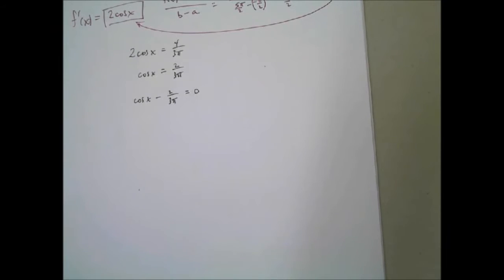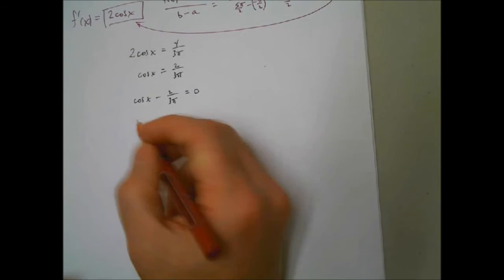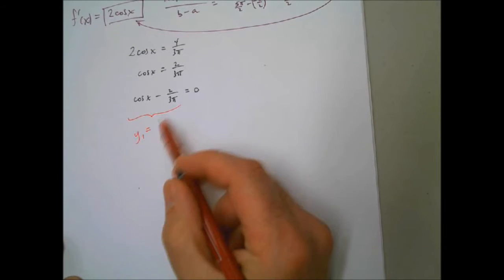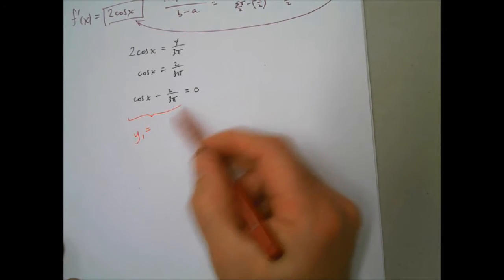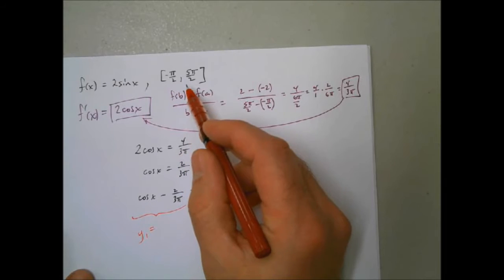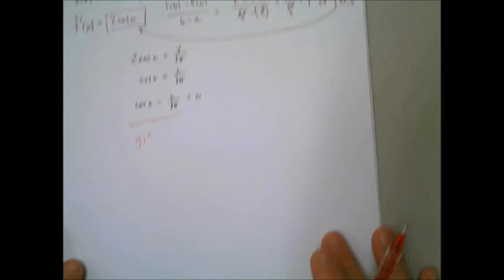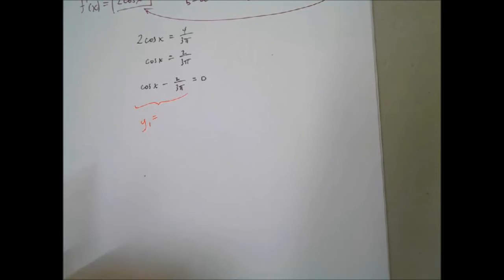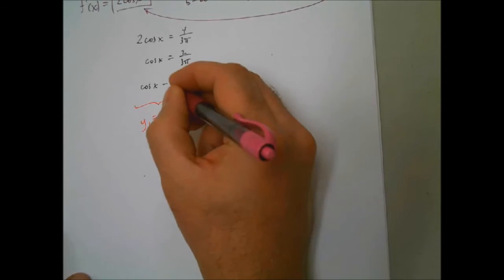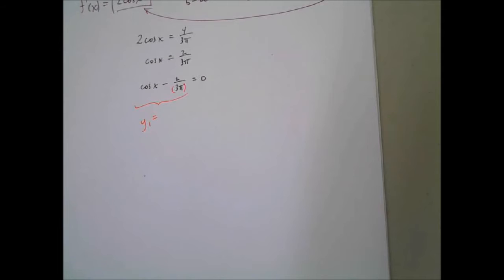Okay, and so now we are going to graph this in y sub 1. And then we're going to solve for where y equals 0 in this interval, negative pi over 2 to 5 pi over 2. Okay, so now, again, there's a fraction here. It only knows what's in the numerator or the denominator if you tell it. So you need parentheses around the 3 pi.